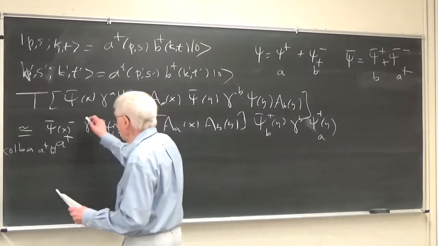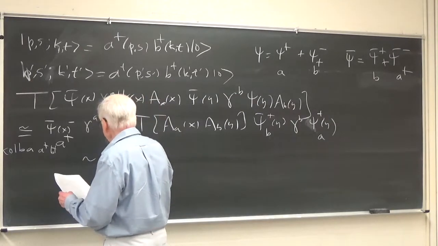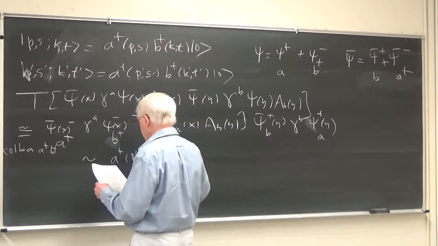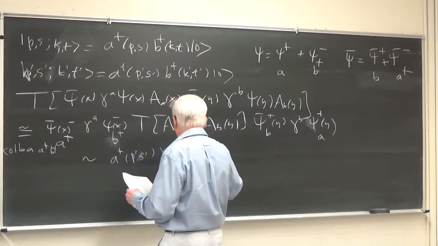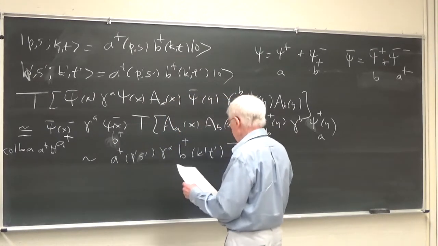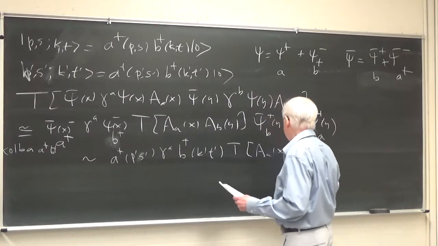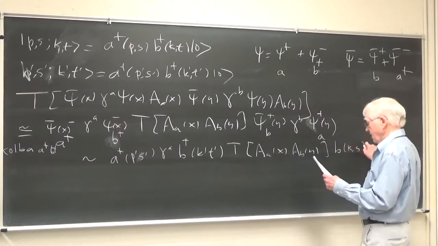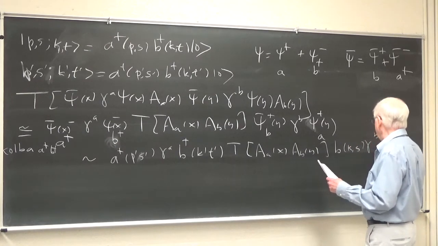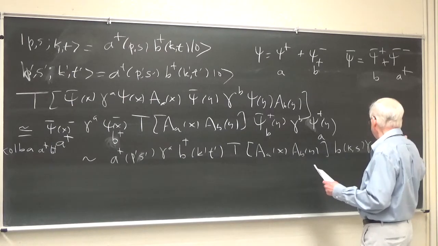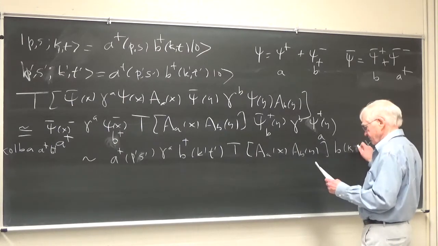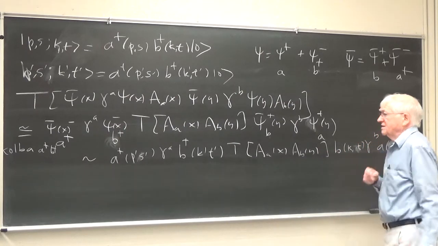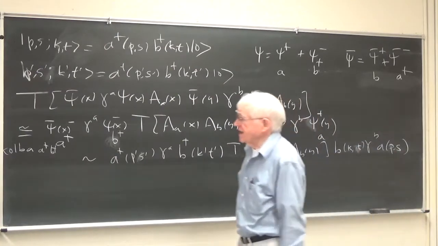In other words, this thing here is something like a dagger of p prime, s prime, gamma A, b dagger of k prime, t prime, time-ordered product, A_a of x, A_b of y, and then b of k and s, gamma B, a of p and s, k and t. Okay, typo there. All right, so that's the direct diagram, or the s-channel diagram.